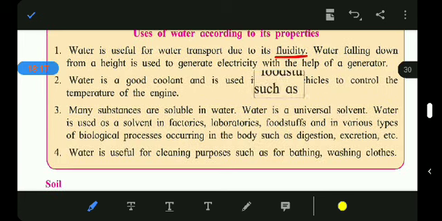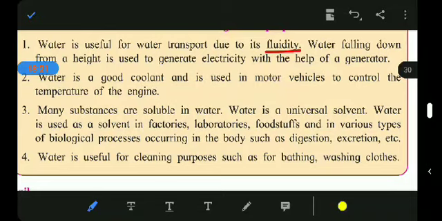Next we have, water is a good coolant. Water is used to cool any substances. So water is a good coolant. By using this property, how can we make use of it? It is used in motor vehicles to control the temperature of engines.